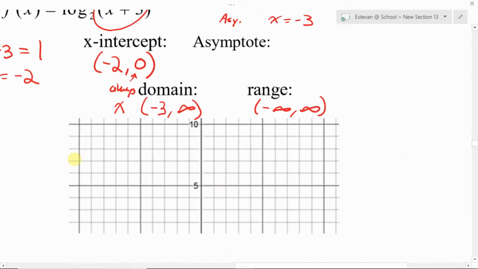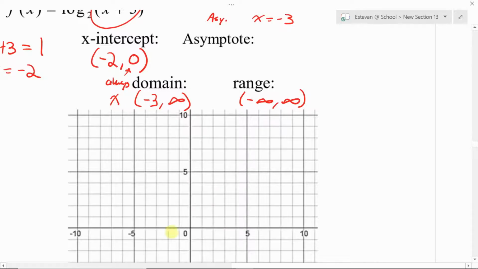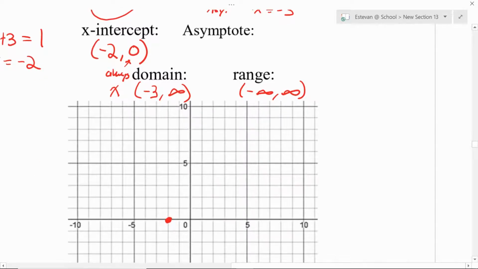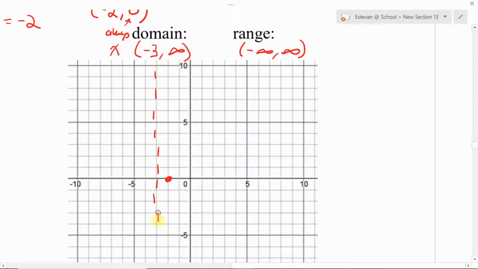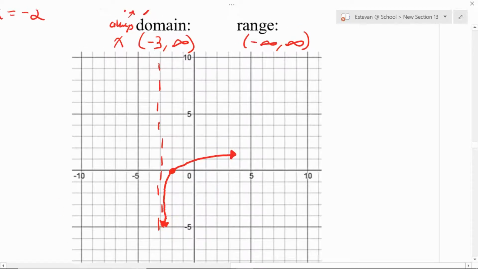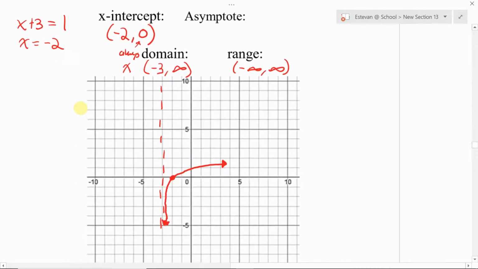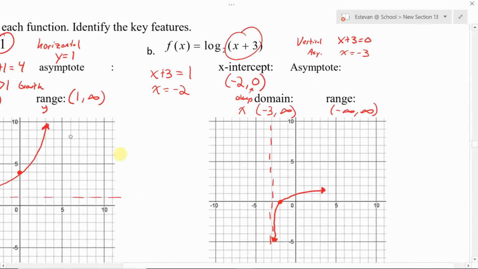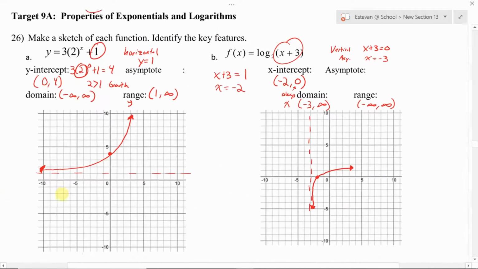To graph it, we have an x-intercept at negative 2. So it's going to be the x-intercept right here at negative 2. A vertical asymptote at negative 3, so a dashed line. And then after that, it's increasing. So we just make sure we go through it. And then we just go up. And that is how we do a rough sketch of logarithmic functions. I'm going to zoom out, see an overview for problem 26.